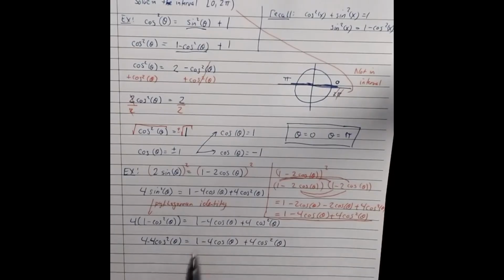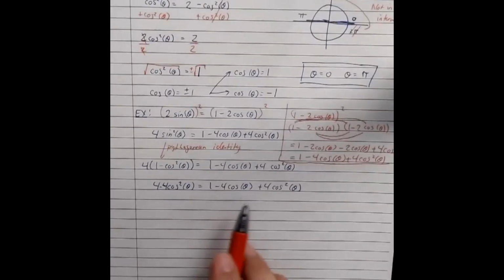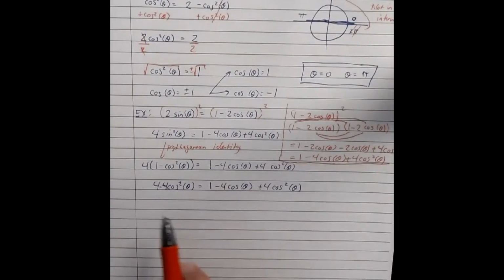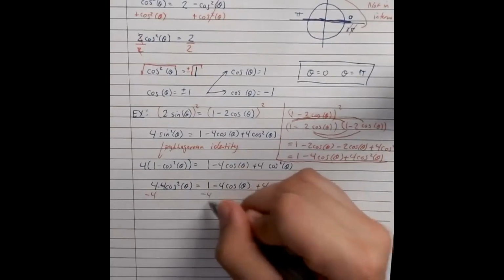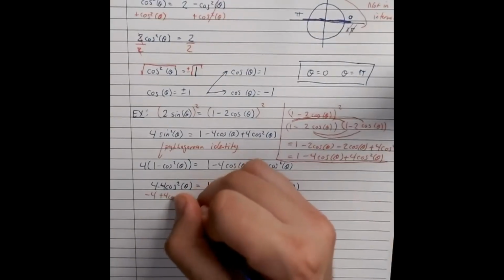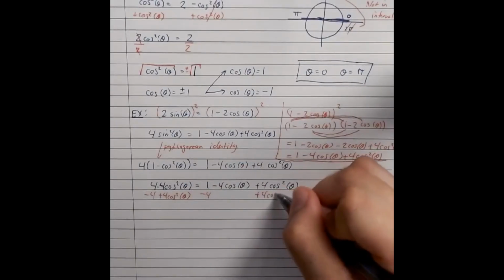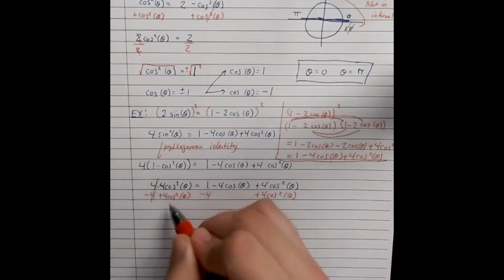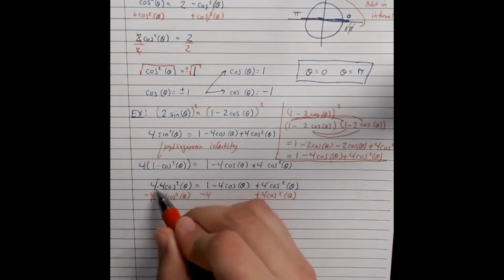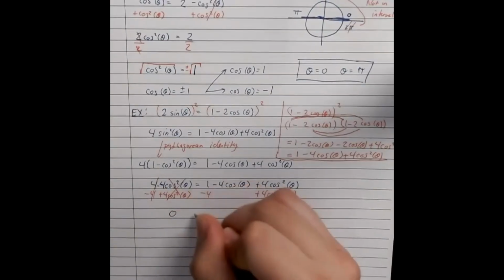Let me make one side equal to 0. This now looks promising. I have only cosine and cosine squared. Let me get everything together so I can combine my like terms. Let me subtract 4 from both sides, and add 4 cosine squared of theta to both sides. 4 minus 4 is 0. 4 cosine squared of theta minus 4 cosine squared of theta is also 0.